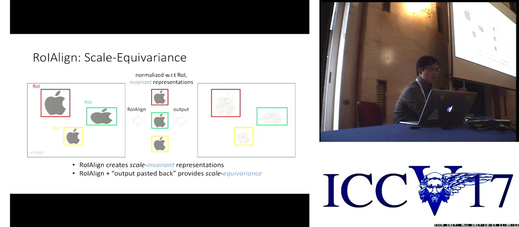Usually when you have the predictions with respect to your ROI, you may want to paste this output back into the original image. And if you think of ROI align and the paste back process together, then it can provide some scale equivariant feature or representation for your problem.